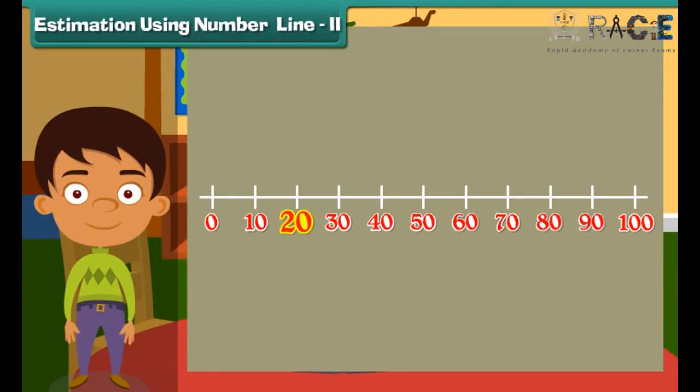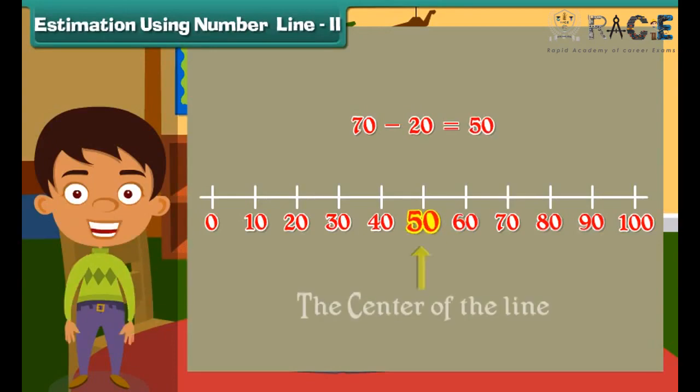It will be near 0 or towards 100. Yes, it will be near 0. What about number 70? Yes, number 70 will be near 100. Subtracting 20 from 70, we get 50. And the position of 50 will be the center of the line.